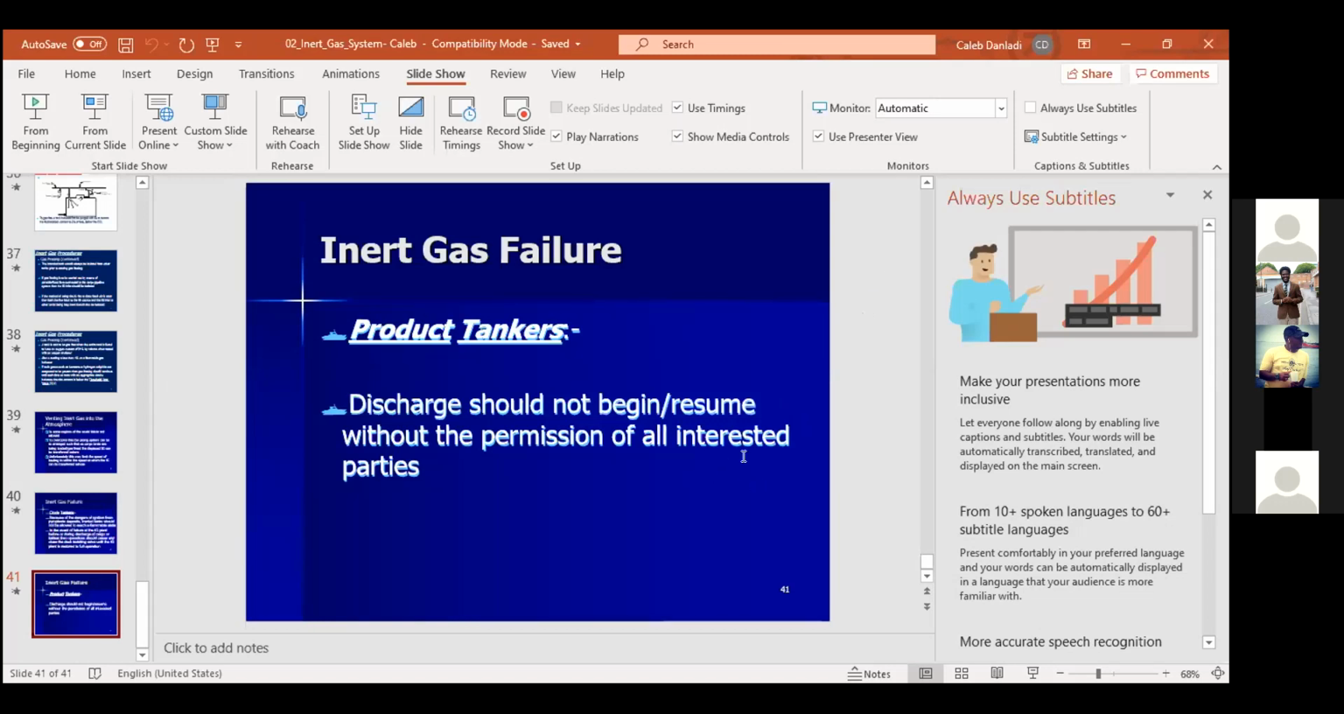There was a question in the chat from MA. He asked, is inert gas also necessary for bunker tanks?